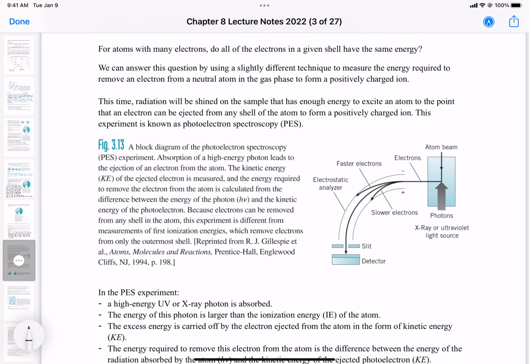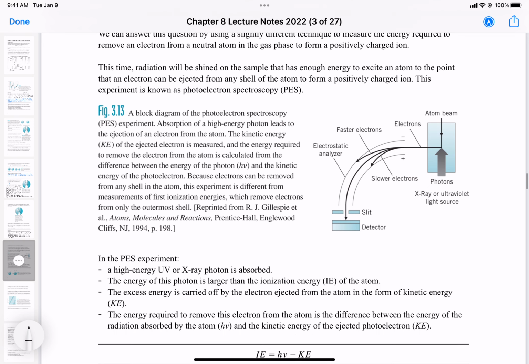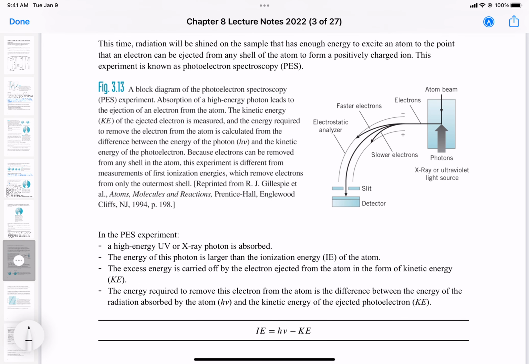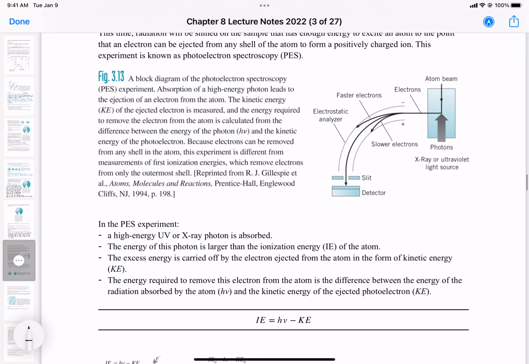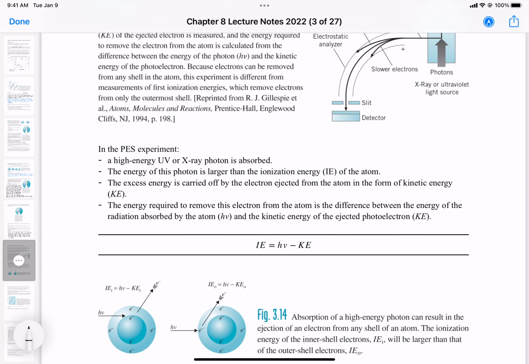When the electron moves, it will carry excess energy in the form of kinetic energy. So the energy required to remove this electron from the atom will be the difference between the energy of radiation absorbed by the atom, hν, and the kinetic energy of the ejected photoelectron, the electron that absorbed light. And we have this equation to calculate the ionization energy that's required to remove that electron.